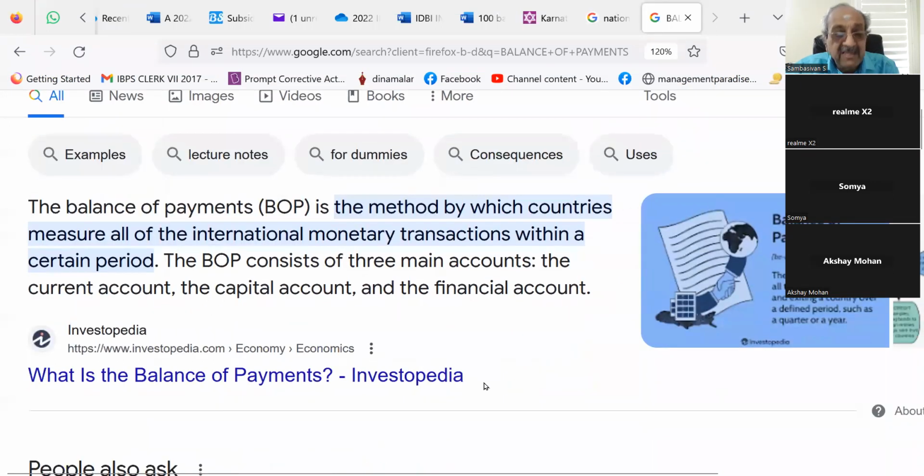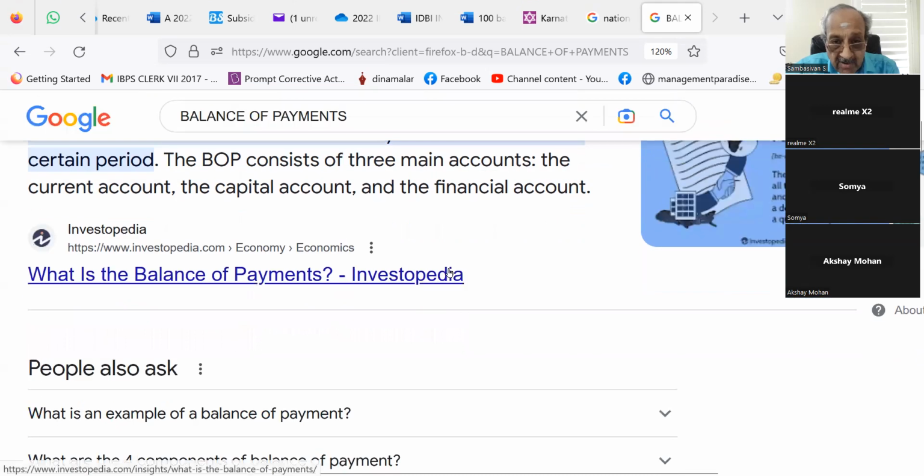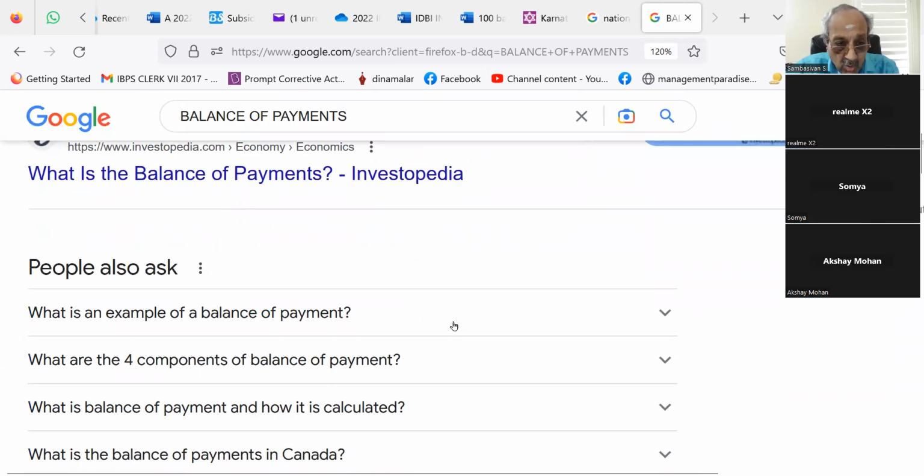Balance of payment is the method by which countries measure all of the international monetary transactions within a certain period. In this year, how much India has exported, how much India has imported. If the import is more, the difference is negative balance of payment. Balance of payment consists of three main accounts: the current account, the capital account, the financial account.